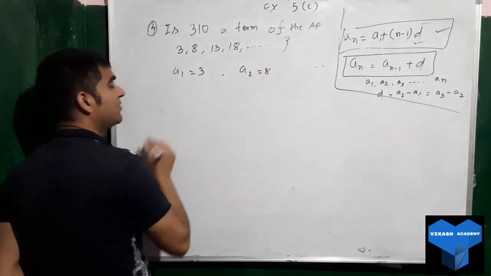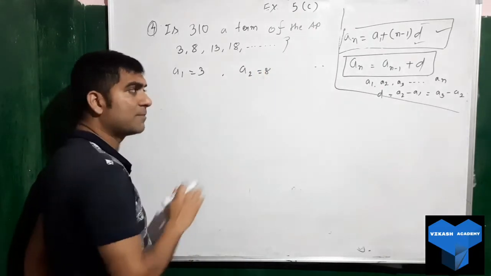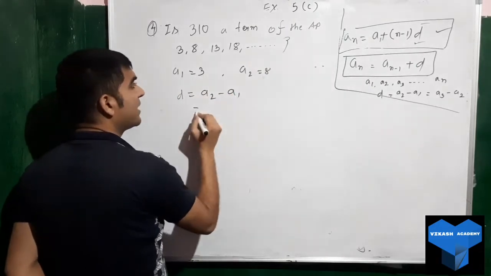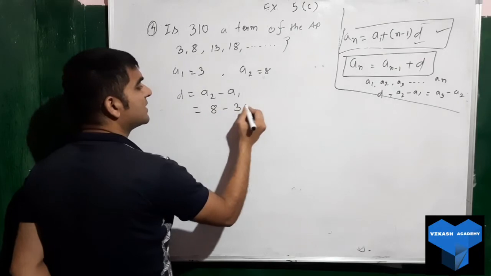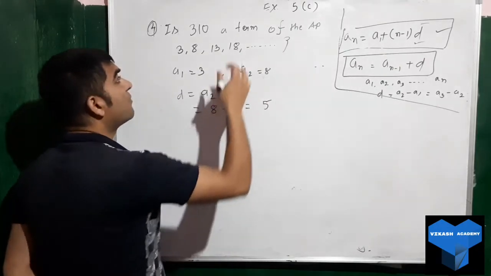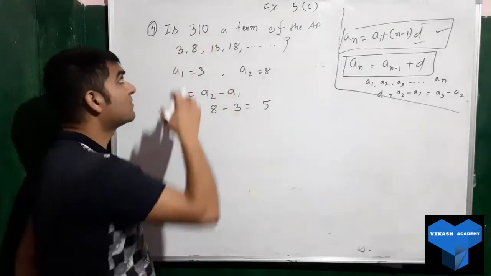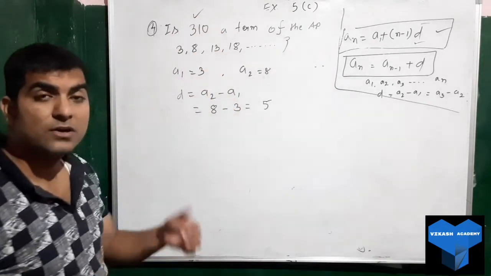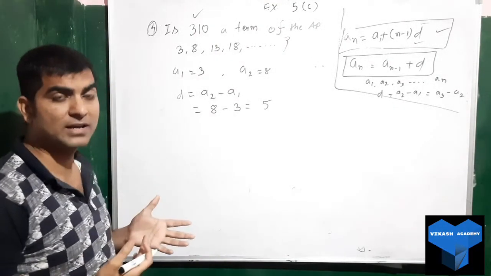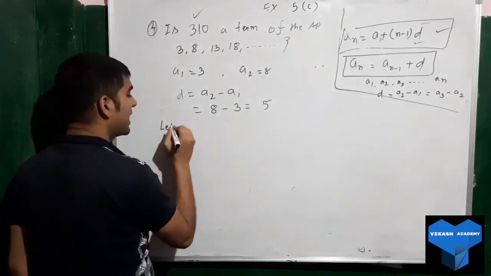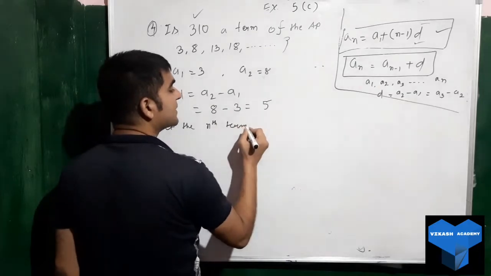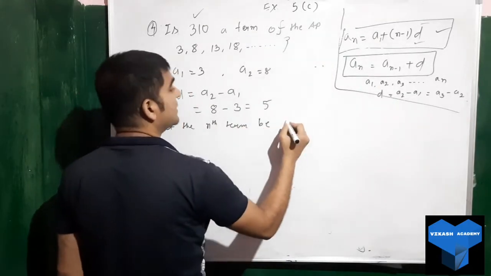So we can find out the difference with the help of these two. What is the formula for difference? A2 minus A1. So A2 is 8 minus 3, right? 8 minus 3, how much? We'll get 5. We got the common difference. Now we will just assume like this: let the nth term be 310.